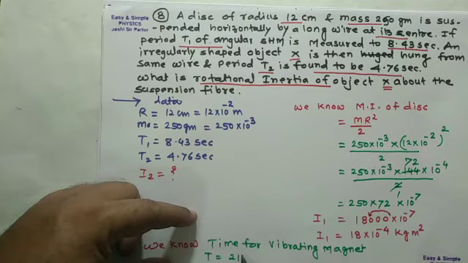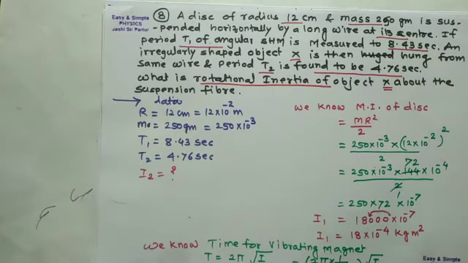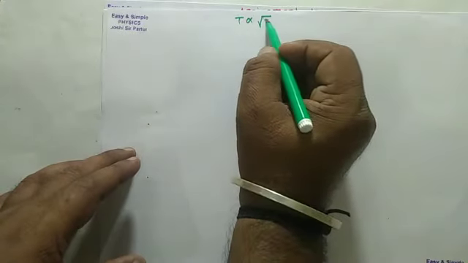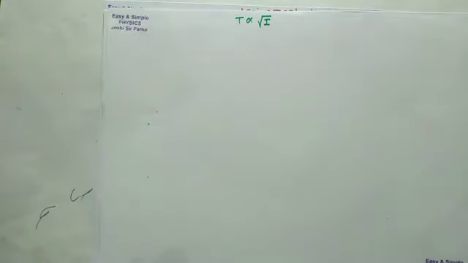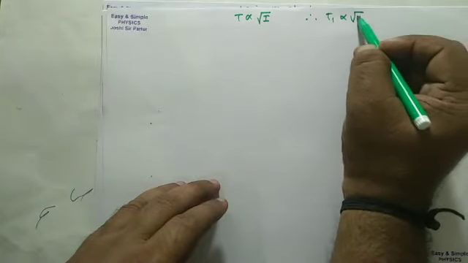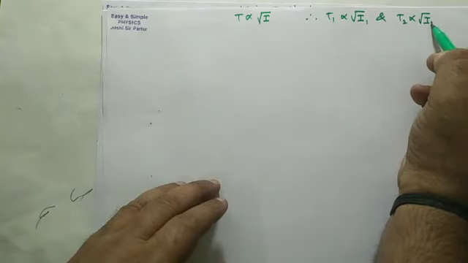T is equal to twice pi square root of I upon mB. That is twice pi multiplied by 1 upon square root of mB in bracket into square root of I. If the bracket term is constant, we can say that time period capital T is directly proportional to square root of I. So we can write capital T1 directly proportional to square root of I1 and capital T2 directly proportional to square root of I2.